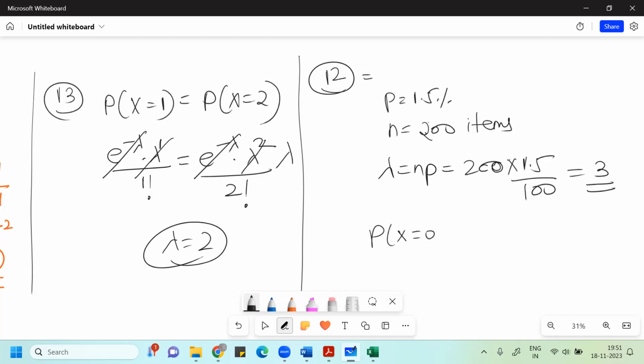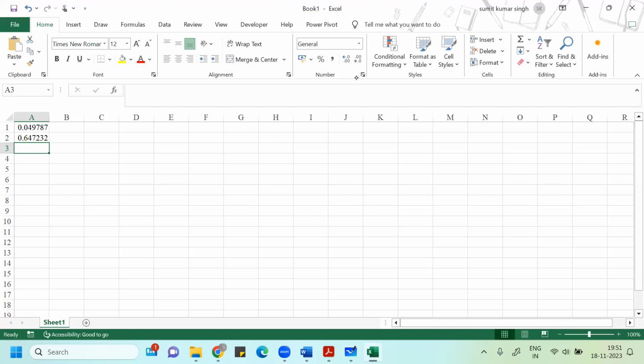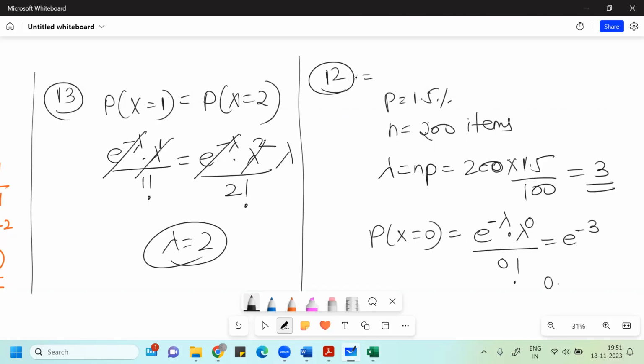Probability of X equal to 0, no defect. So e to the power minus lambda into lambda to the power 0 by 0 factorial. This is e to the power minus 3. What is e to the power minus 3? I think we have already done it. e to the power minus 3 is 0.049787. This is your answer. Mean is 3. I hope you are getting it.